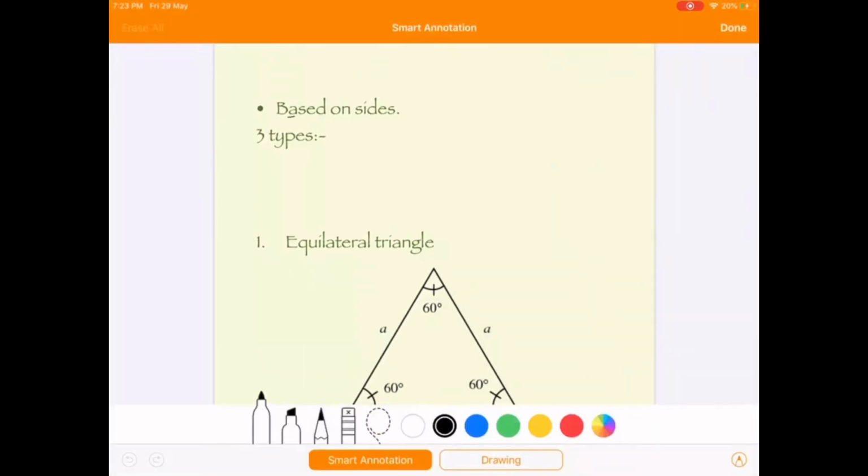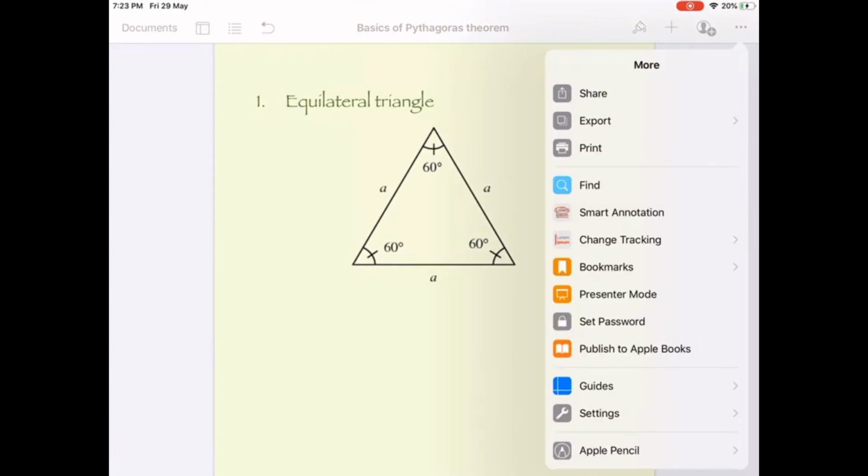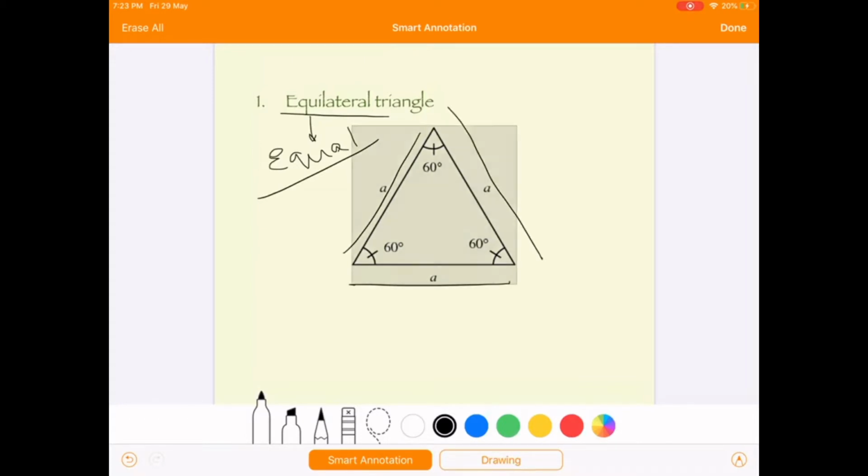So based on sides, there are three types of triangles. First one is equilateral triangle. The name itself suggests that equilateral means equal. Equi means equal. So side 1, side 2, side 3, all these sides are equal. All sides are equal.